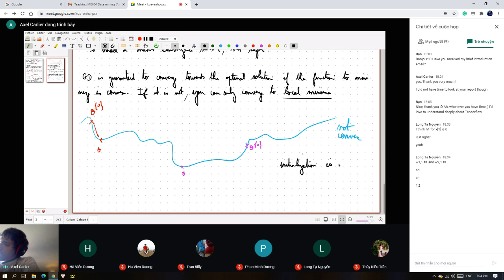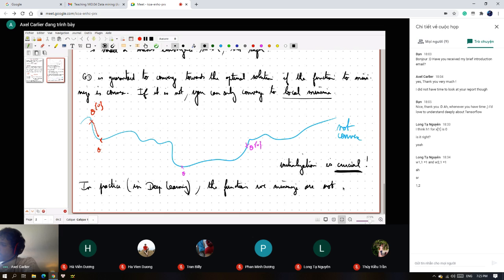It's crucial. And the thing is, in practice, in deep learning, the functions we minimize are not convex. Okay, so this is something that you should always be aware of.